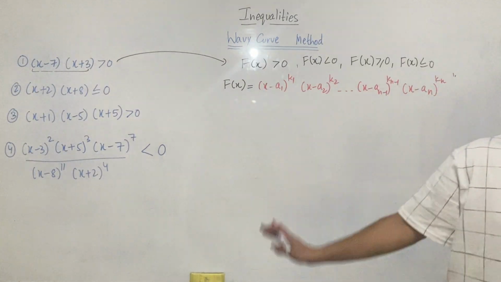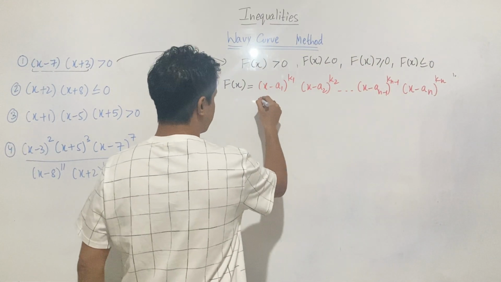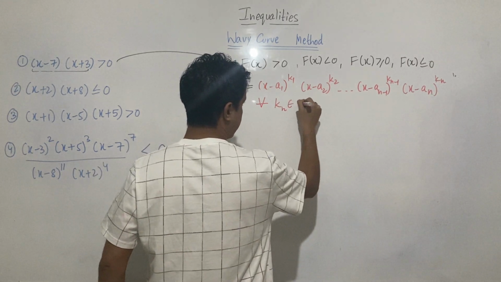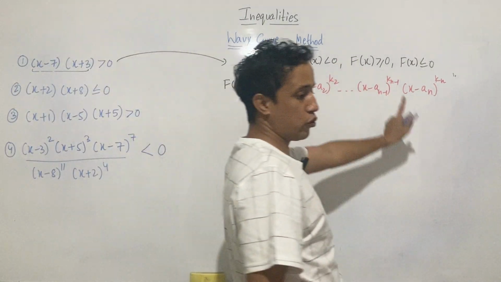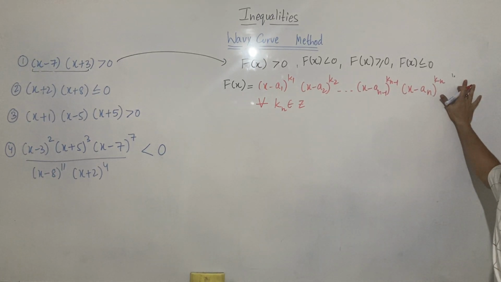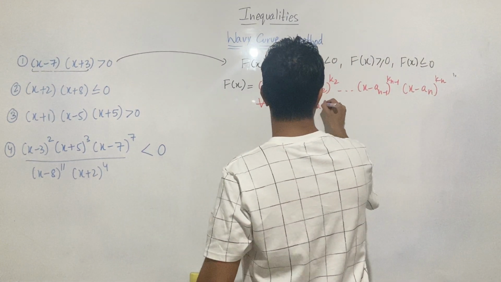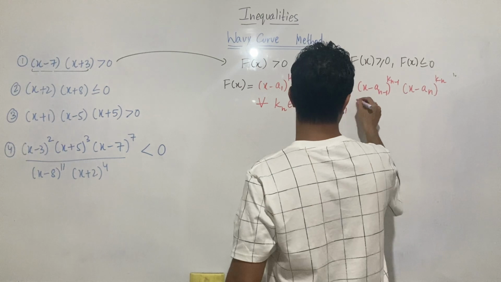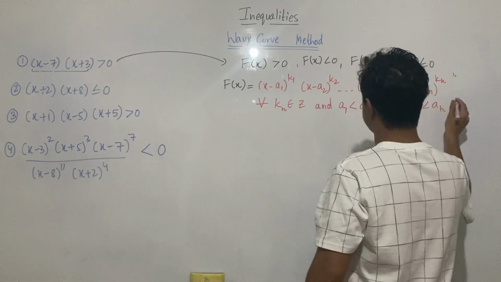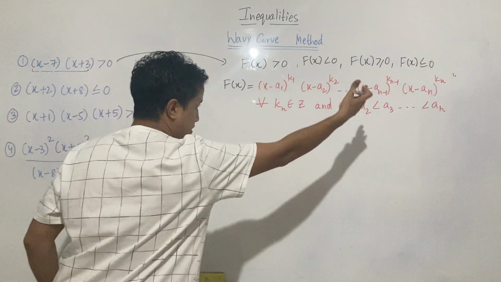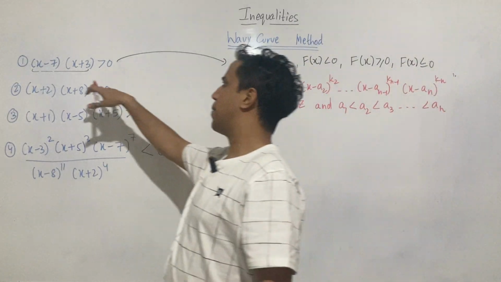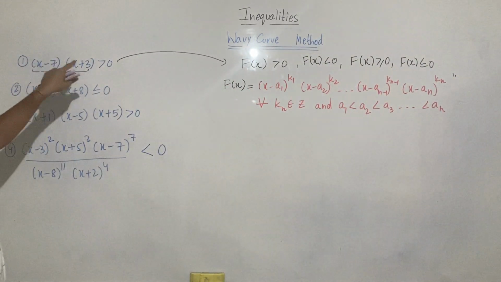I hope you understand it. Just remember that here I'm saying for all k n belongs to Z, meaning the exponents mentioned here must be integers. And a1 should be less than a2, less than a3, and so on, so that an is the greatest. So this is normal, right? Even here, you can see, if we have to rearrange it, right?